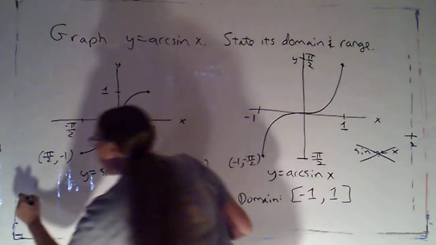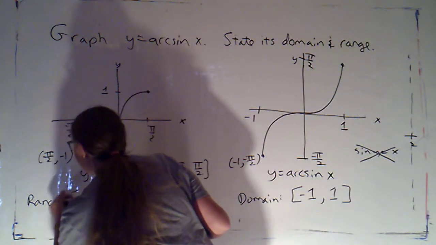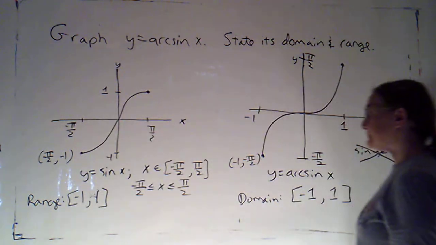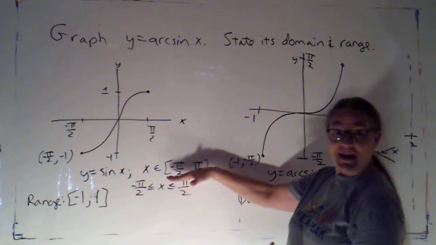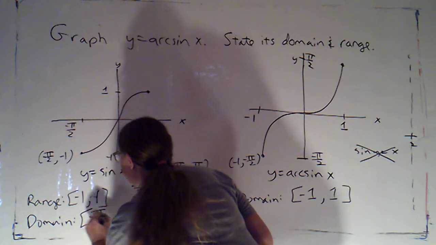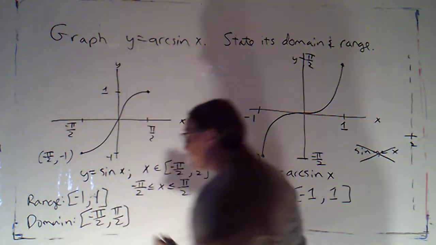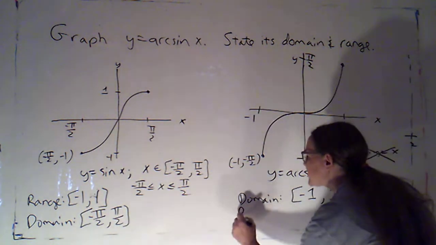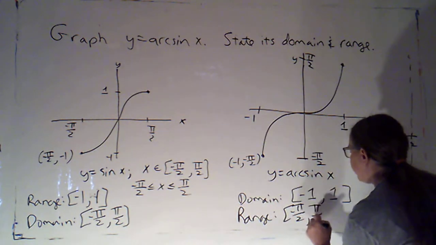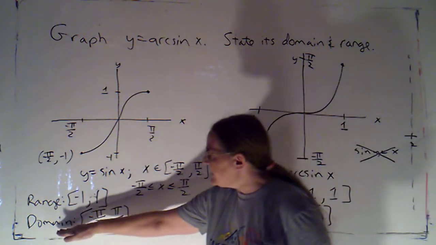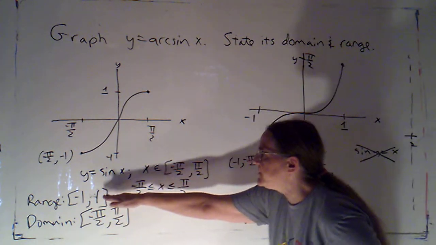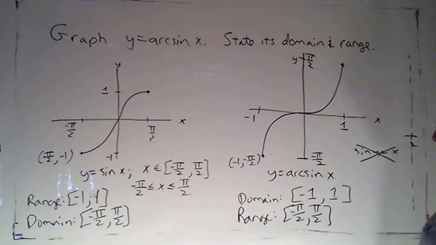Notice that was the range over here. The range over here was all my values between negative 1 and 1. And over here, we restricted the domain. So over here, our domain was the set of angles from negative pi over 2 to positive pi over 2, including those endpoints. Over here, that's the range. Remember, with inverse functions, since we're switching the roles of x and y, the domain of the regular function becomes the range of the inverse. The range of the original becomes the domain of the inverse.